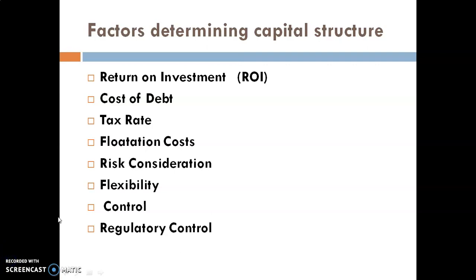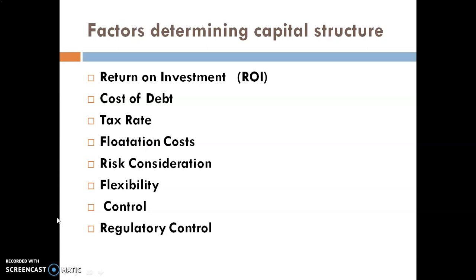Next is cost of debt. The company has various sources of finance. If the cost of debt is lower in comparison to equity, then the company should go for debt. If a firm can arrange borrowed fund at a low rate of interest, then it should prefer debt, otherwise it should go for equity capital.